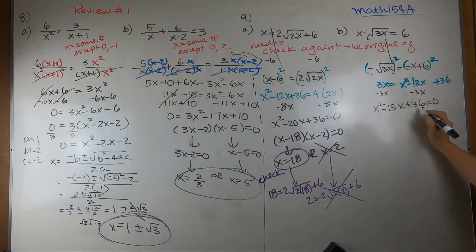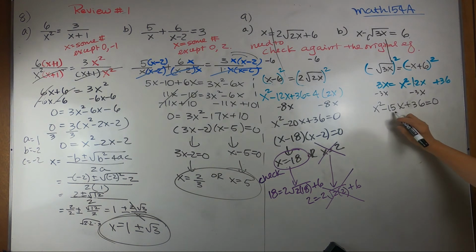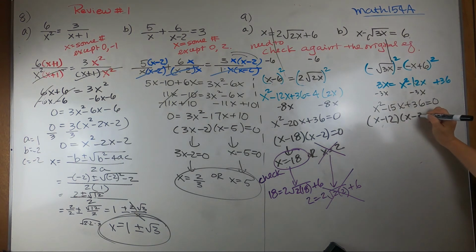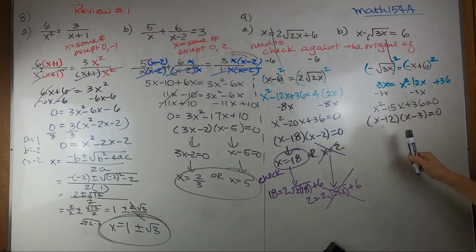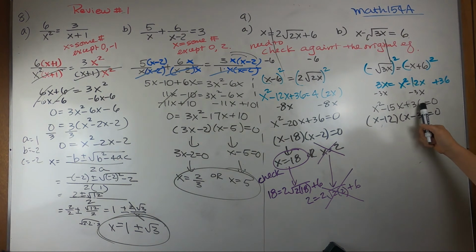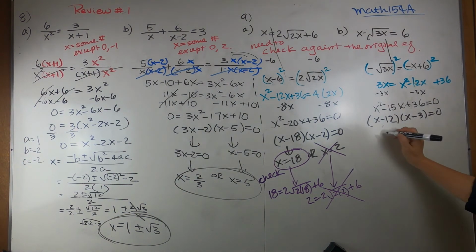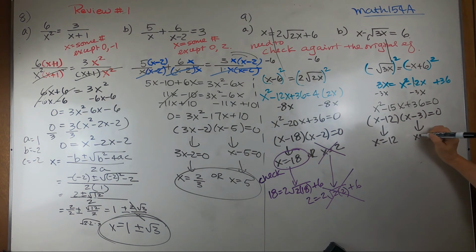Right? Then 36, 9 and 4 is 13. Will not work. 12 and 3 will work. So I have plus, minus 12 minus 3. That will work, right? Multiply together is 36. Add together is negative 15. So I solve this. X is 12. I solve this. X is 3, right?